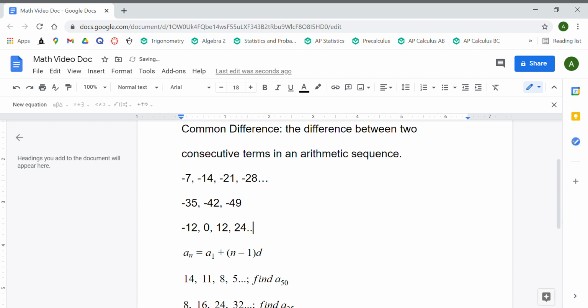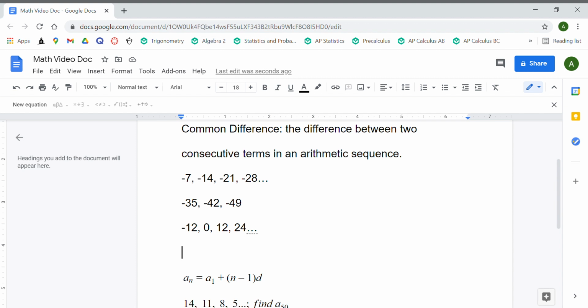Why don't you try this one? We have -12, 0, 12, 24. I want you to find the common difference between the numbers in the sequence, given that it's arithmetic. And then I want you to come back, and then I want you to write the next 3 terms.